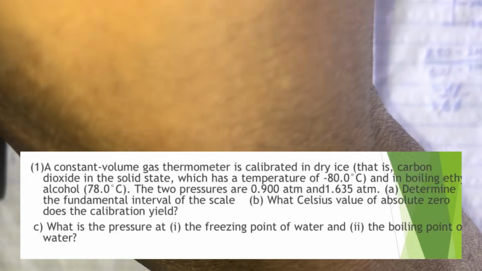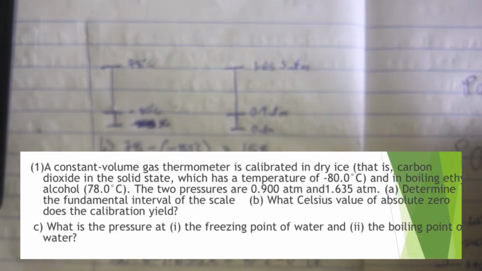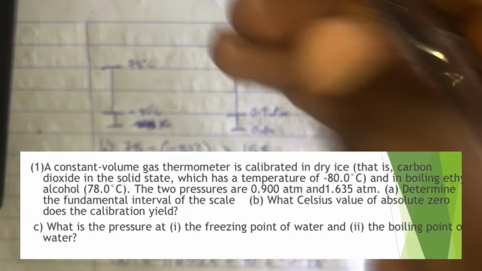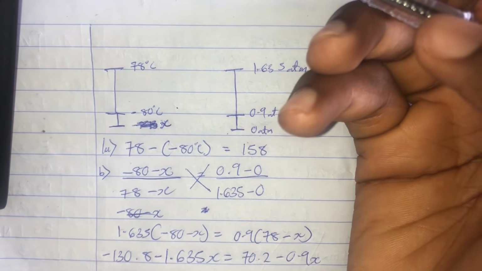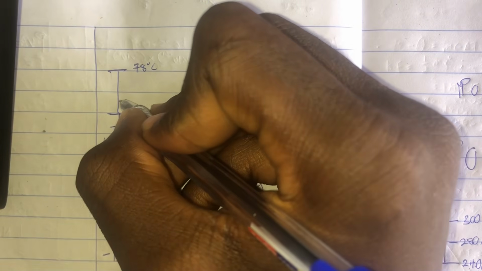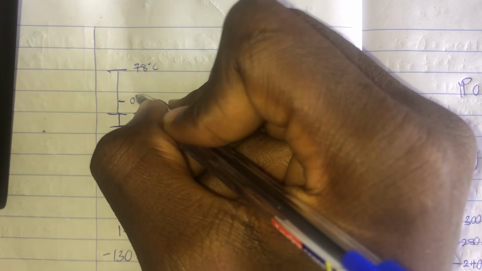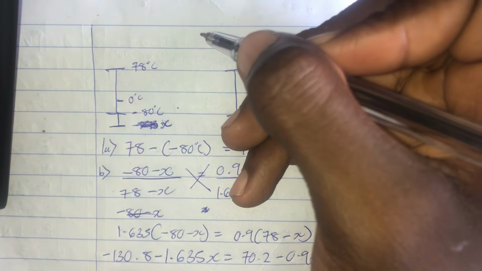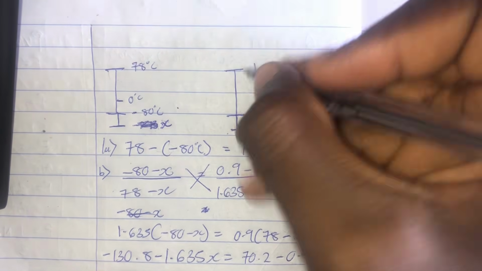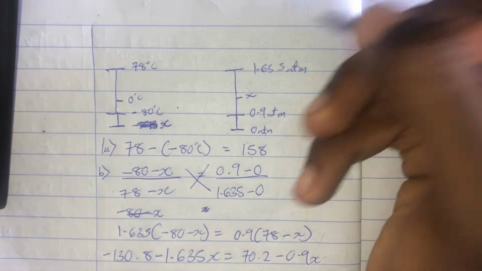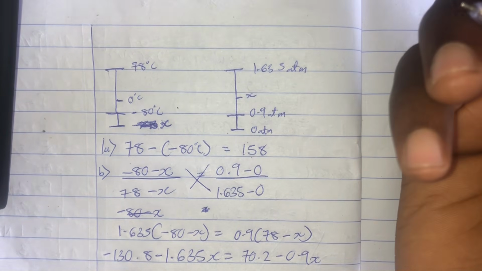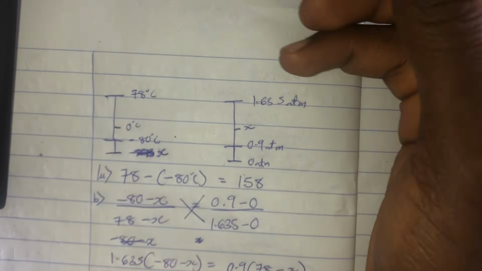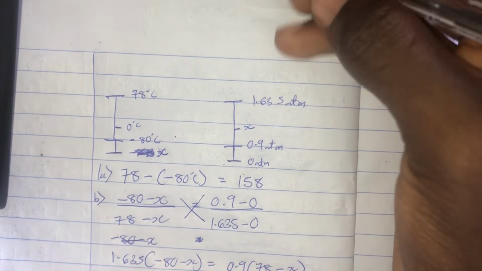So let's go back to the scale. It asks what the pressure is at the freezing point of water. The freezing point of water is 0 degrees Celsius, right? So this is where 0 degrees Celsius will be, because below zero will be negative. So they're asking what the pressure is here. How do we solve it? I think I'm going to redraw the scale, and move the camera.